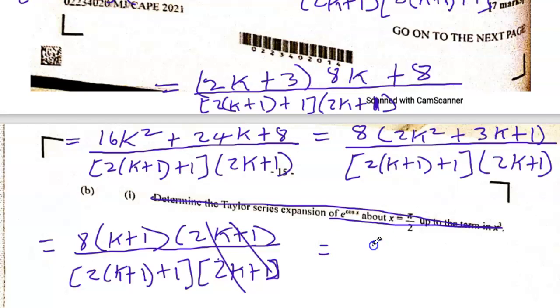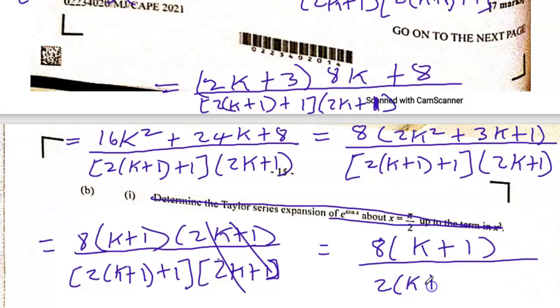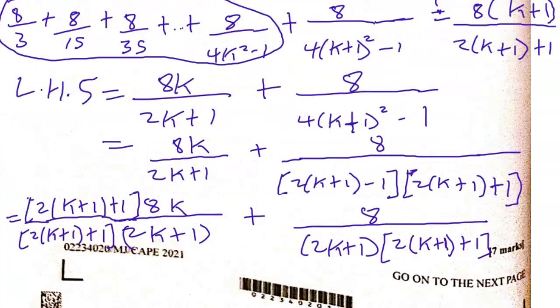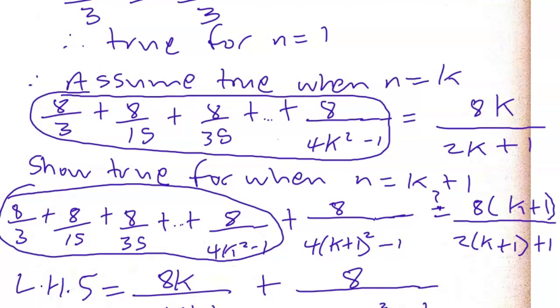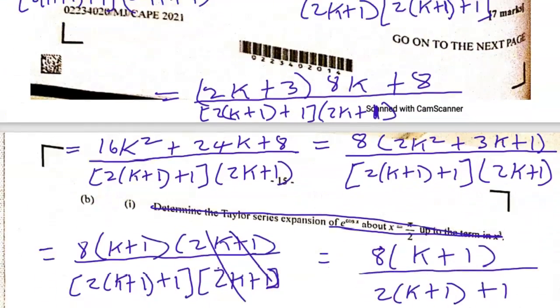We are left with 8 into k plus 1 over 2 into k plus 1 plus 1. Let's check if that's what is on the right hand side. 8 into k plus 1. So that's the proof. And in the denominator, 2 into k plus 1 plus 1. Alright, so the proof is done.